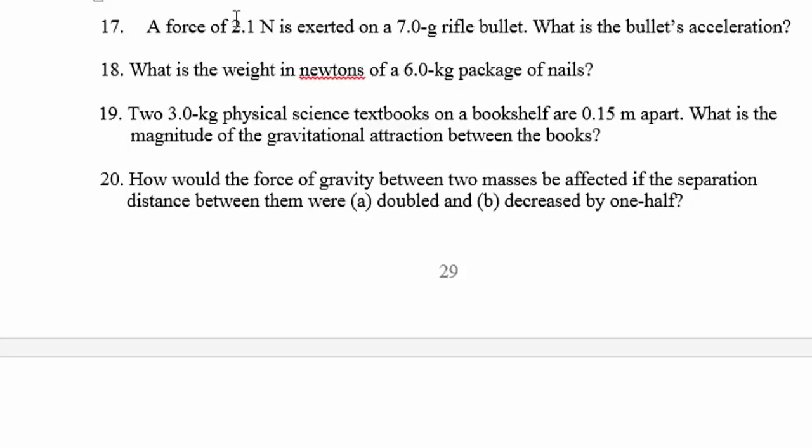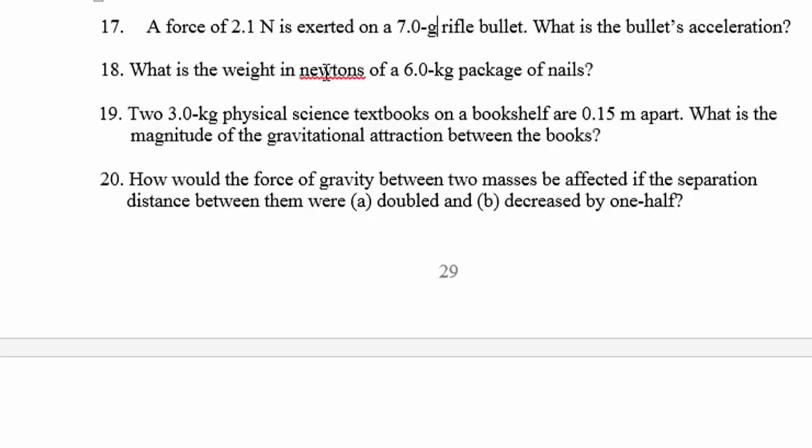Now here in question number 17, in order to find the acceleration, make sure to convert the 7 grams to kilograms. That's by moving the decimal point 3 places to the left, because Newton is kilogram meter over second square. So in order for kilogram to cancel out with the kilogram of the mass, you have to convert the mass from gram to kilogram.